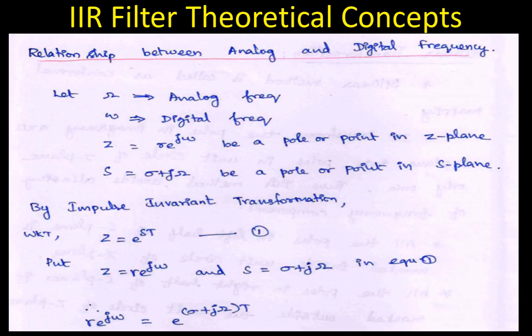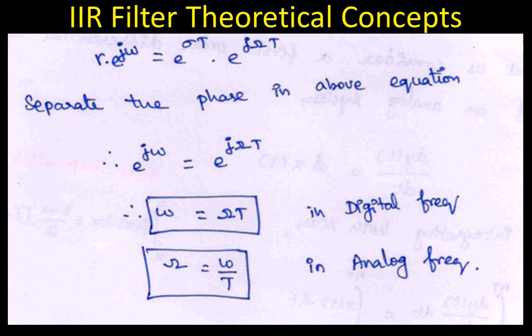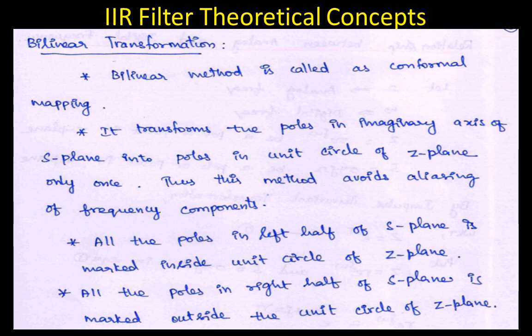If you see, the relationship between analog and digital frequency, we have already seen this. Digital frequency omega is equal to capital omega into T, and capital omega is equal to omega by T. So this is the basic relationship. This is one of the important derivation topics in IIR filter.